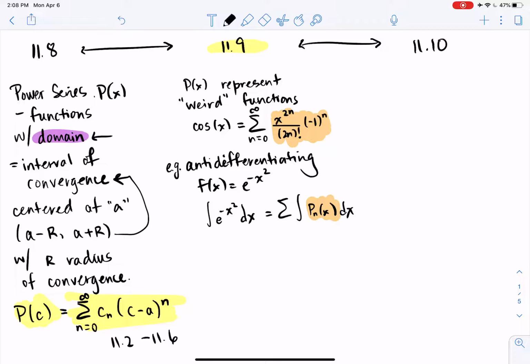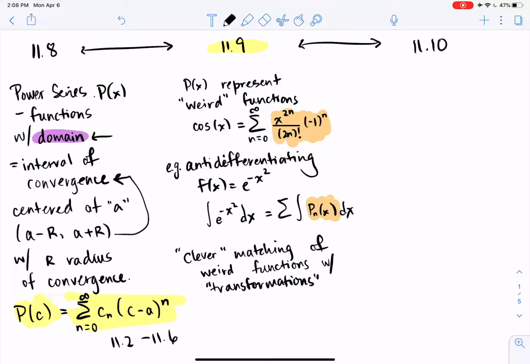However, what we're going to do in this section is we're kind of just going to do some clever matching of weird functions with transformations of common power series. And I'll show you what I mean on the next page.